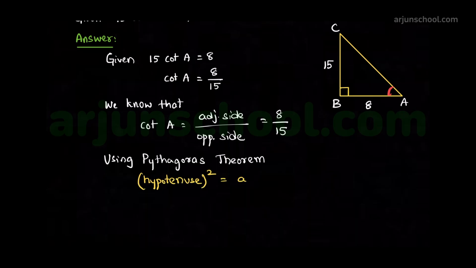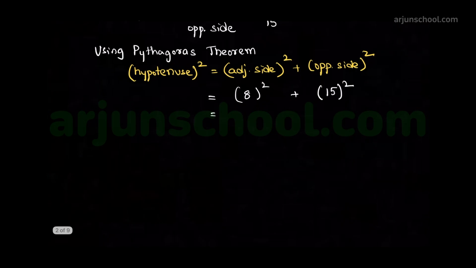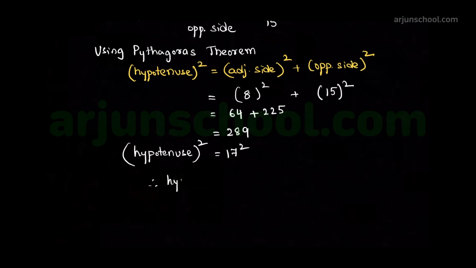Hypotenuse square is equal to adjacent square plus opposite square. Adjacent side is 8 units and opposite side is 15 units. 8 square plus 15 square. 8 square is 64, 15 square is 225. 64 plus 225 is equal to 289. Therefore, hypotenuse is equal to 17 units.